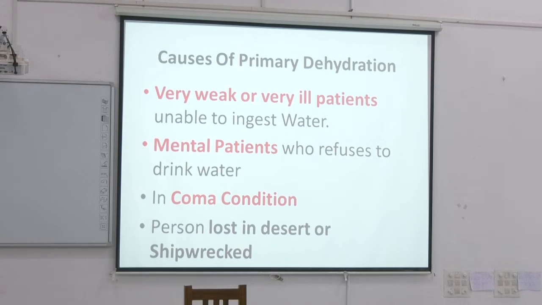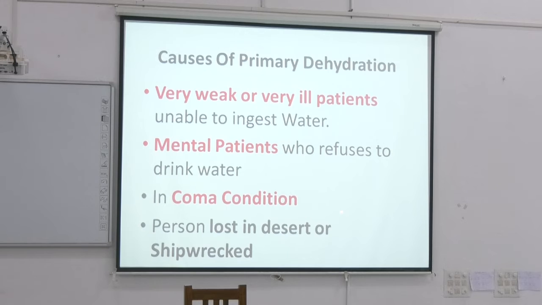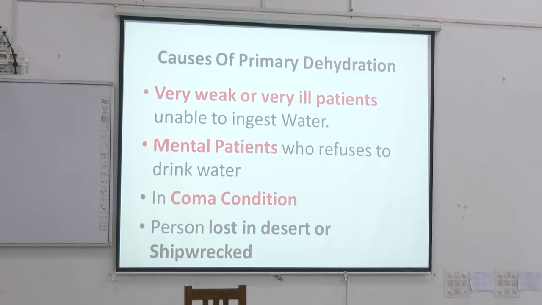What is the cause of primary dehydration? Primary dehydration is a deficient condition of the water inside the body. It is mainly seen in weak and very ill patients unable to ingest water, mental patients who refuse to drink water, coma conditions, a person lost in a desert, and shipwrecked. These are all the conditions.